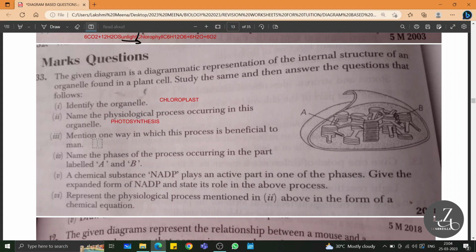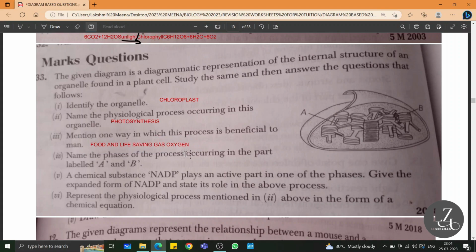Mention one way in which this process is beneficial to man. How is the photosynthesis performed by green plants useful to us, the human beings? Okay, beneficial to man: one is we get food from photosynthesis, and second is oxygen, which is our life saving gas. Food and life saving gas, oxygen. Even if you write food and oxygen, you are going to get marks.